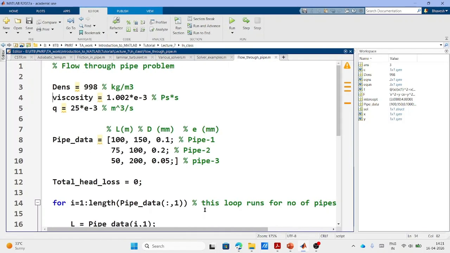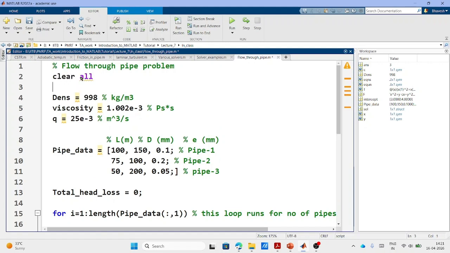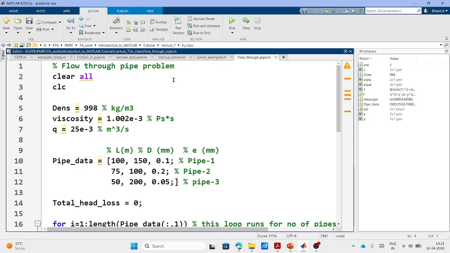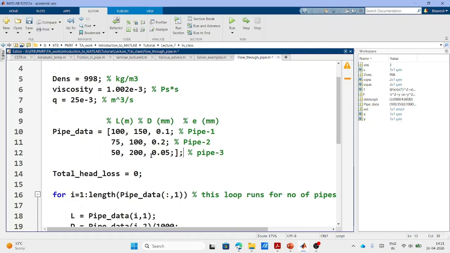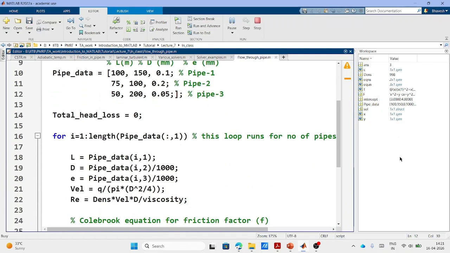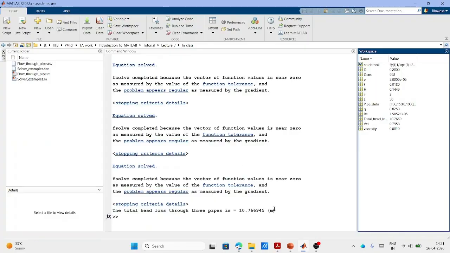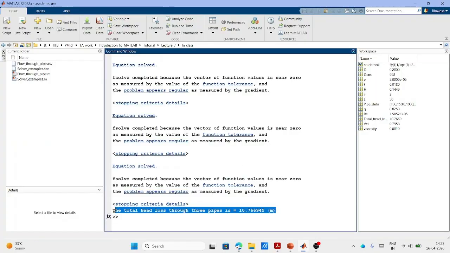I'm getting some error here, line 4. Oh, I don't have to write the multiplication sign because it will directly take it. Clear all, clc. You can comment this part also. Sorry, not comment, suppress the output. And let's run it. So this is how you are getting the total head loss through these three pipes: 10.766 meter.